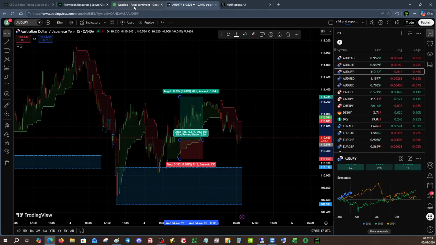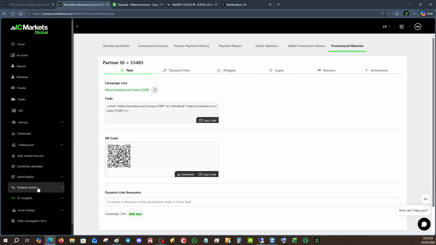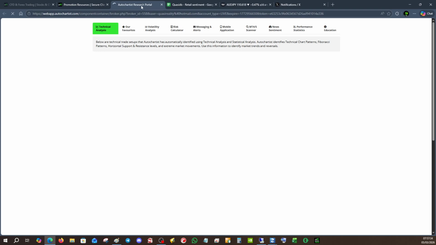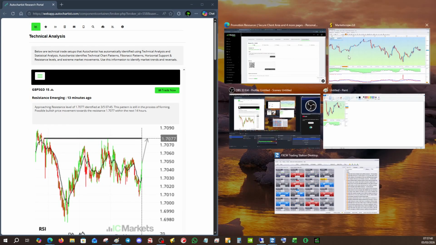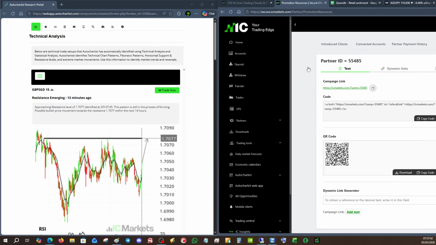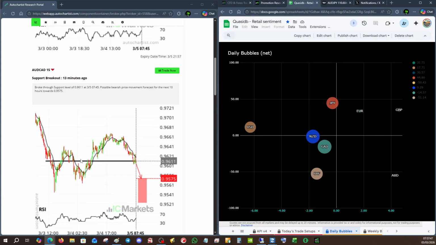So we come to AutoChartist, in fact. AutoChartist web app. Now let's have a look. We'll bring that to the side. Okay, so we could have a look at, I saw Aussie CAD for a sell. That's quite bearish. That's a good one because they've gone long Aussie and they're shorted CAD. So that could be a good one.